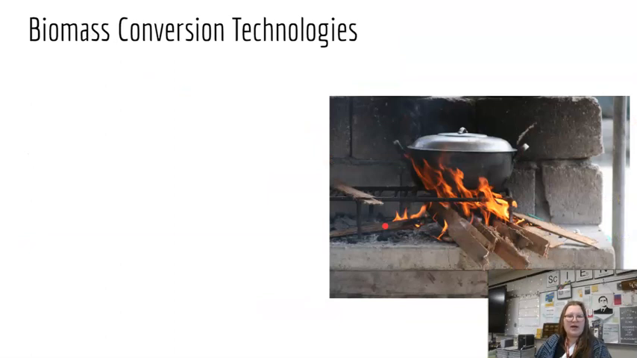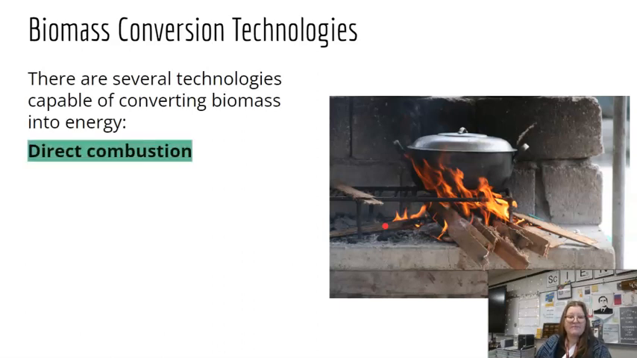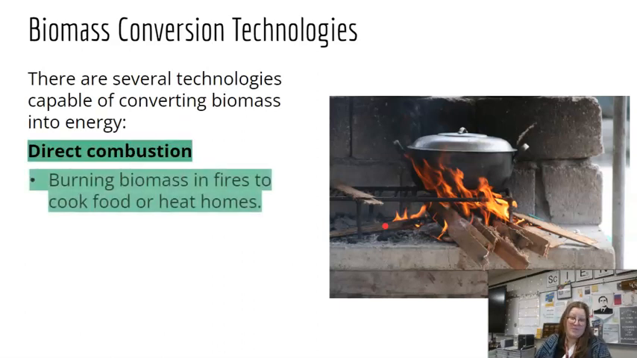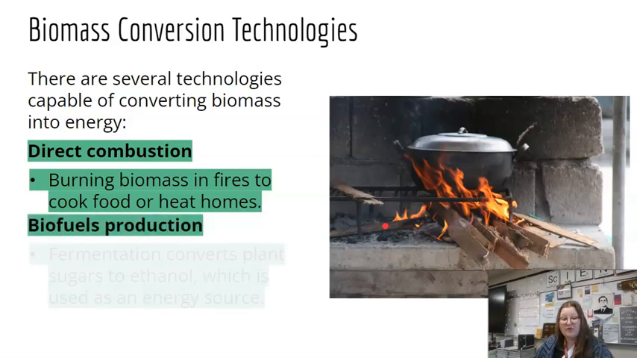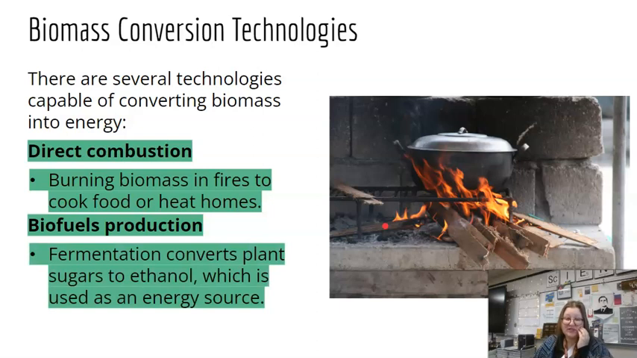All right, so let's talk about those biomass conversion technologies. So how are we getting energy out of this biomass? So first is direct combustion. We burn it. We light it on fire, we get heat, bam, there's energy. So burning biomass in fires to cook food or heat homes, that is direct combustion. We can also produce biofuels. So fermentation converts plant sugars to ethanol, which is used as an energy source.